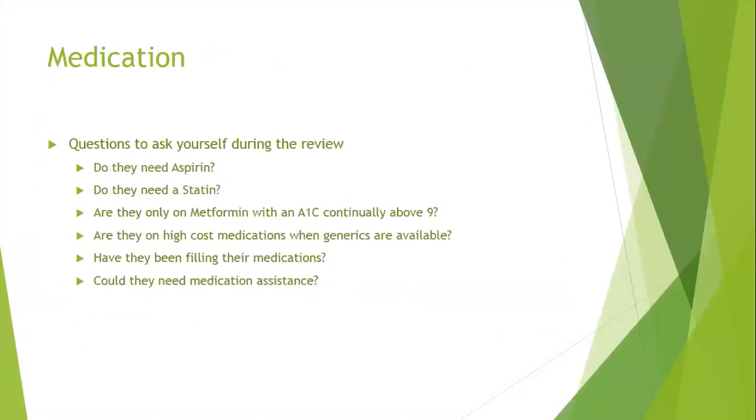So on medications, we want to think about, do they need an aspirin? Do they need to be on a statin? Are they only on metformin and their A1C is continually above 9? Are they on high-cost medications when generics are available? Do you see that they've been having trouble filling their medications? Maybe their refills, the last time that was sent was like 3 months ago and they're only a 30-day supply. This may indicate that they need medication assistance.